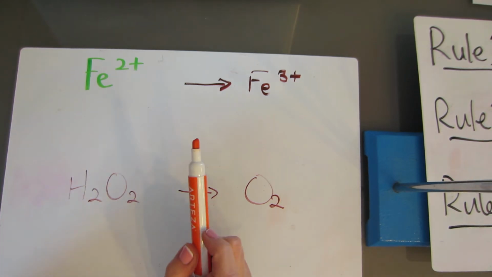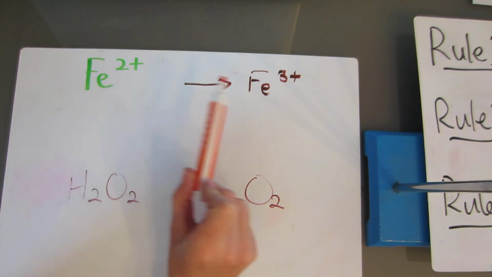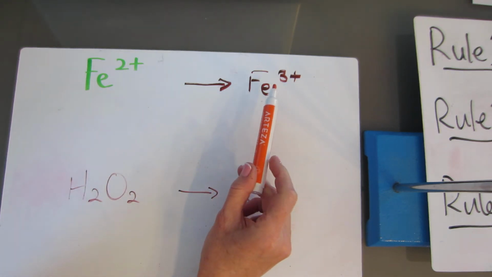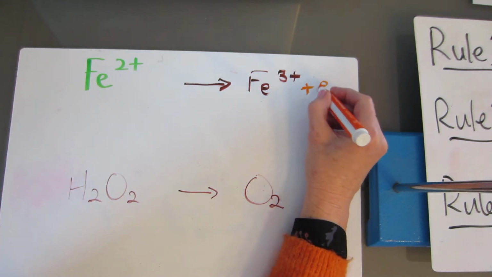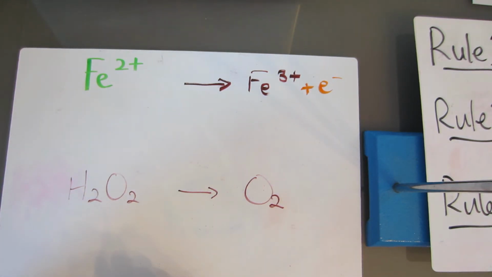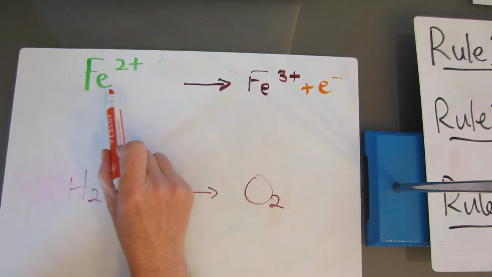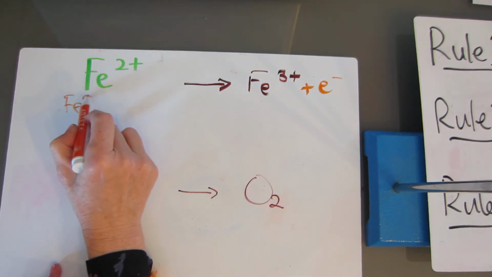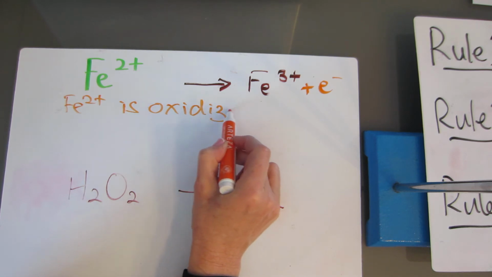Remember why you're adding electrons to the more positive side? Because the two sides of your equation have to have the same overall charge. So 2 plus, 3 plus, we're going to add 1 electron here. And now this redox half equation for Fe2 plus being oxidized to Fe3 plus is balanced. So Fe2 plus is oxidized because it lost electrons.